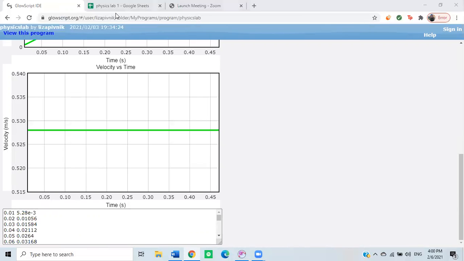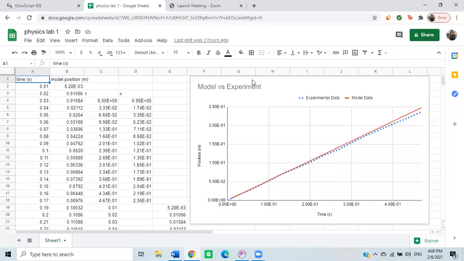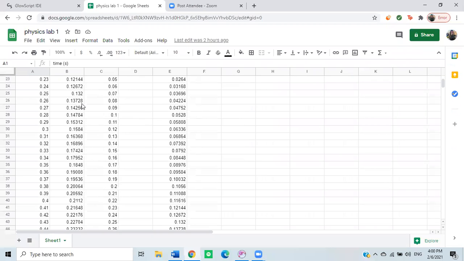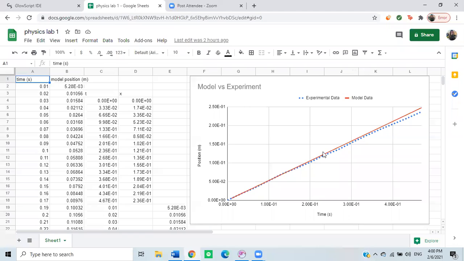Then I compared my model versus my experiment. I put all of my data here on the left, and then I have my graph of the data over here with position on the y-axis and time on the x-axis. The experimental data is in blue, and the model data is in red, so we can see they match pretty closely. The experimental data does go a little bit lower than the model at the end, and this is likely because the ball did slow down a little bit at the end.